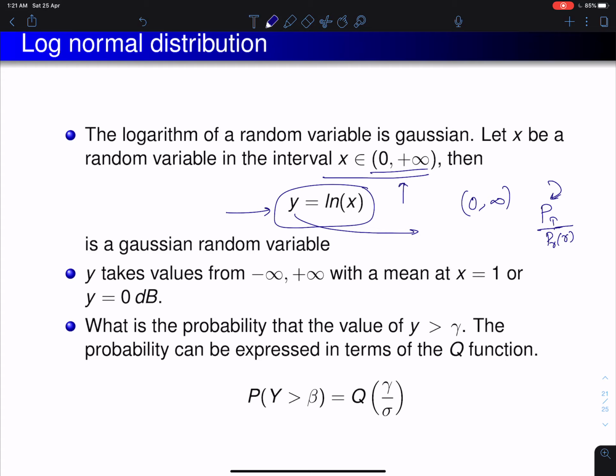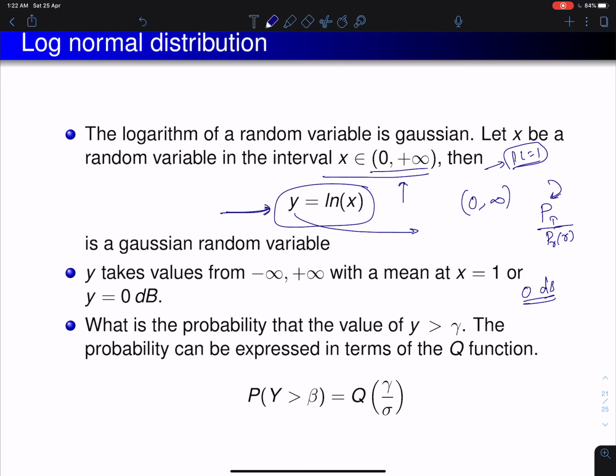Okay, so path loss is always positive, so it will go from 0 to infinity, and when you take ln of that, it's going to go from minus infinity to plus infinity. So this distribution is what we call log normal distribution, where y happens to be a normal distribution, meaning it has a mean of 0 dB, which means path loss equal to 1 is like the mean, or some fixed path loss. It can be some nominal path loss. I said 1 here, but it can be some nominal path loss, 1 or 0 dB.